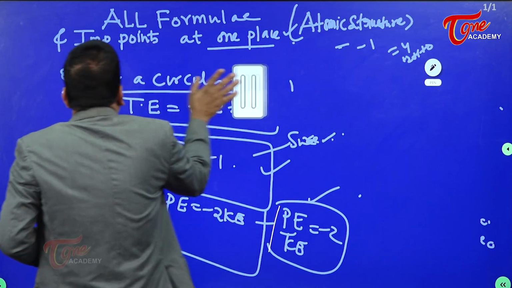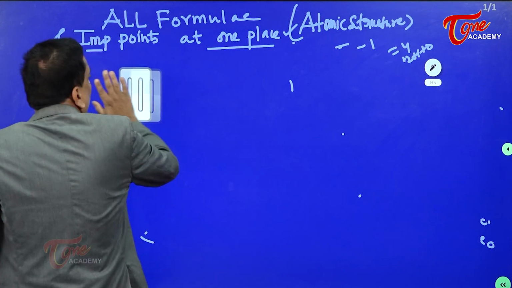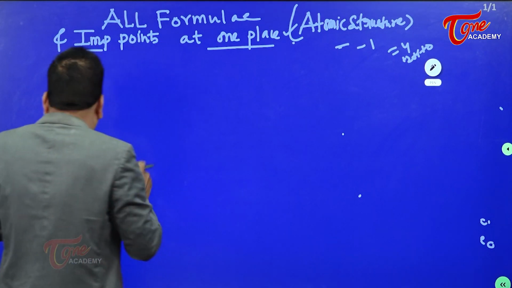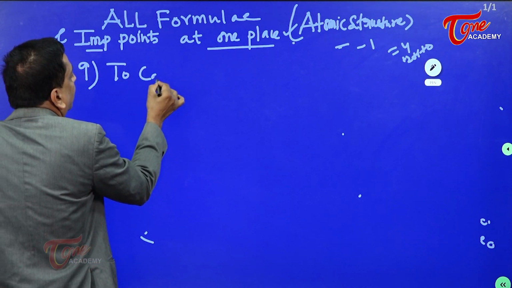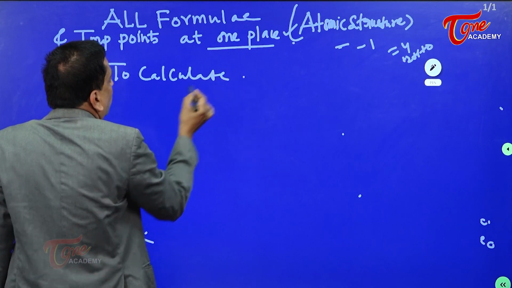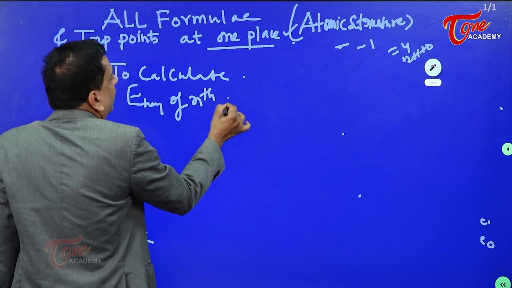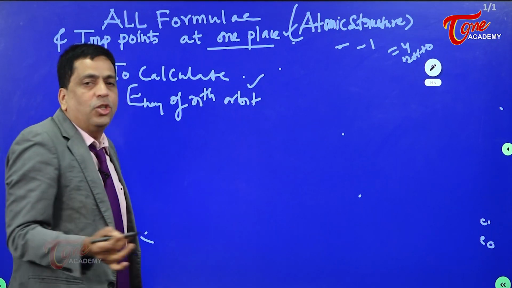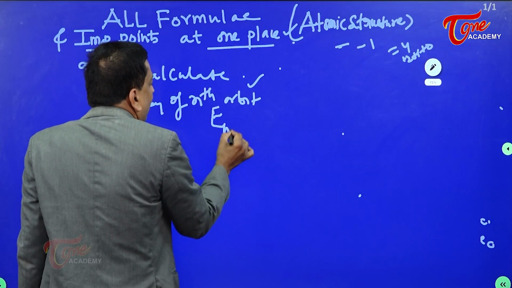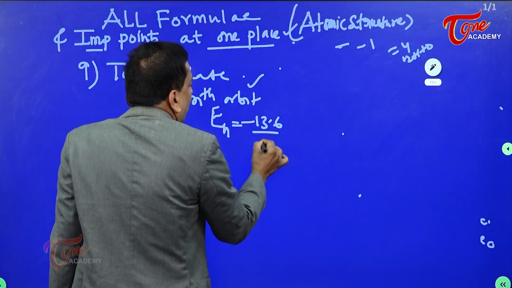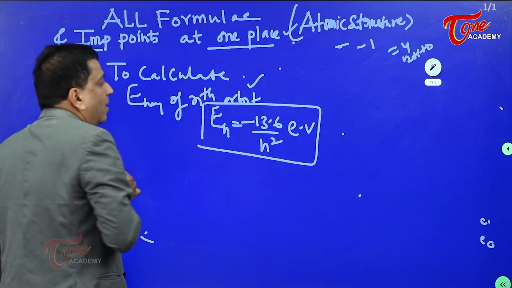Continuing with this, and here comes the ninth one. Observe, here is the ninth one. You must understand, all these are important. Well, to calculate the energy of the nth orbit, we have many formulae. The first one is En equals minus 13.6 by n square electron volt. That is in electron volts.